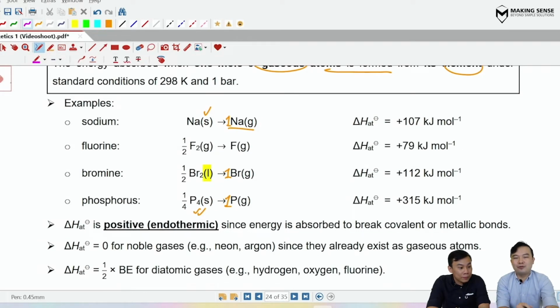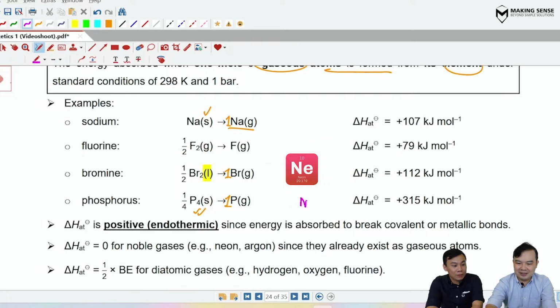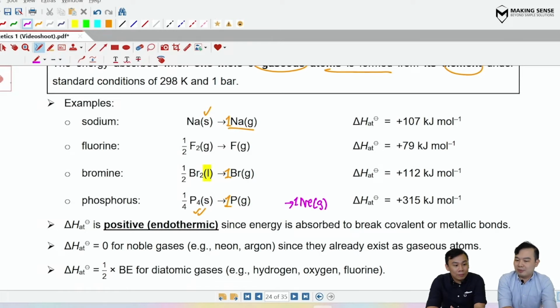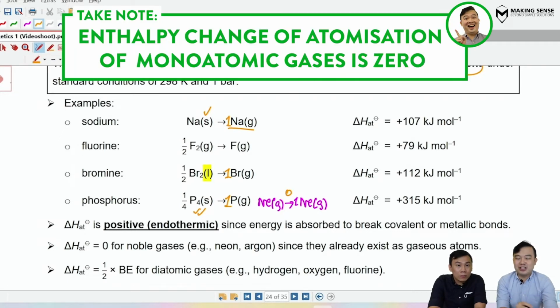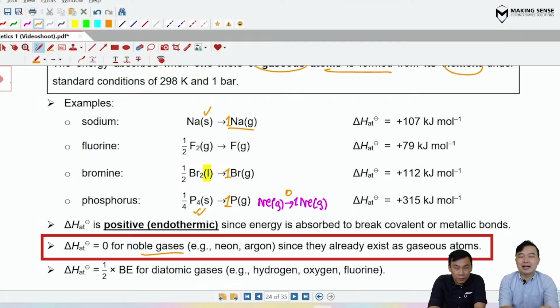What if I ask you for neon gas? So let's write down one mole. Yes, Ne, right? One mole of neon gas, what should it be formed from? Neon. So neon is also a gas at room temperature and pressure, right? And more importantly, this is a monoatomic gas, because it's a noble gas. That's right. So it's essentially the same thing: Ne becomes Ne. So what do you expect the enthalpy change to be? 0. Okay, so therefore if you ever have a monoatomic element, the enthalpy change of atomization for that particular element is going to be 0. This is usually the case for noble gases because they are the ones that usually exist as monoatomic.